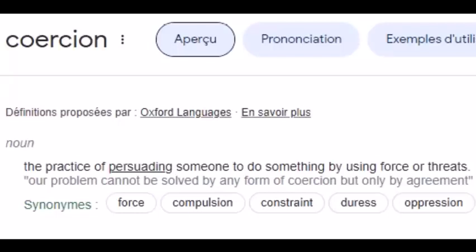So if you think of coercion, just think of a pharaoh with a whip that is persuading us to do something by force or threats. Or you just imagine Swissy standing there with a whip in a Nazi uniform. This is coercion. So that makes it easier for you to remember, especially the non-native English speakers amongst us.